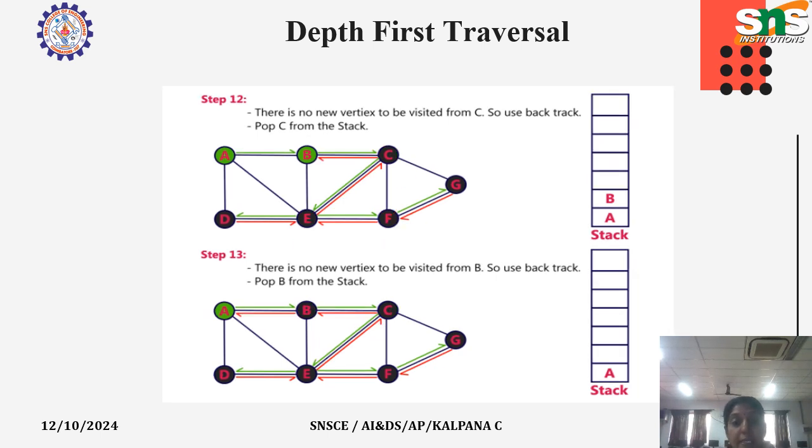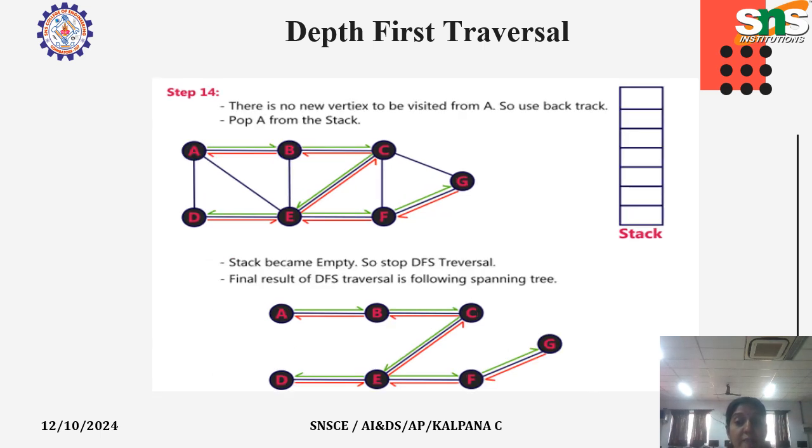Here D is already visited. There is no new vertex to be visited from C. So backtrack from C, and I'm moving to B now. Then use backtrack the same way. B is also removed from the stack. So from B to A, I'm going to backtrack. Likewise, I am getting an empty stack now.